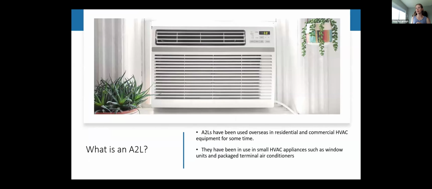So what is an A2L? Let's talk a little bit more about that. A2Ls have been used overseas and in residential and commercial HVAC equipment for some time. They are most commonly used in small HVAC appliances such as window units and packaged terminal air conditioners. And they are being manufactured now. These coils just have a very small refrigerant charge, and so they do not meet any of the requirements that we are seeing come into play now and affect the design community.